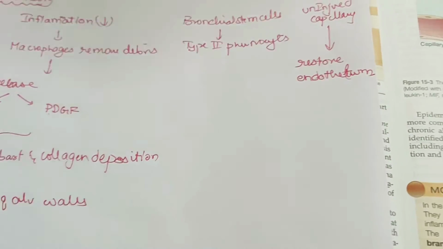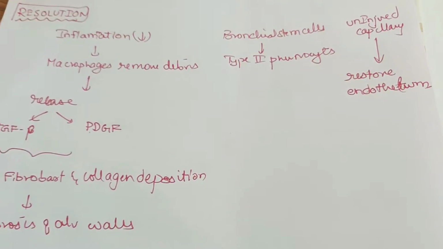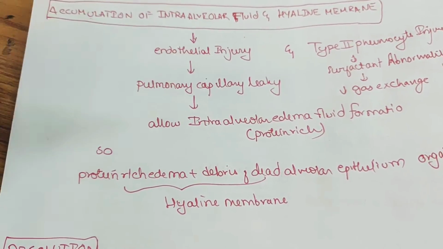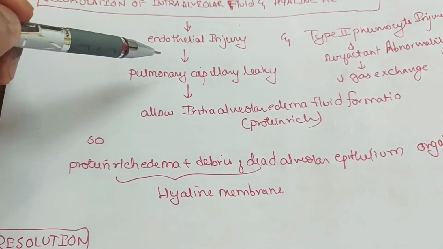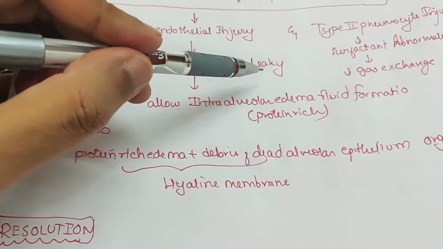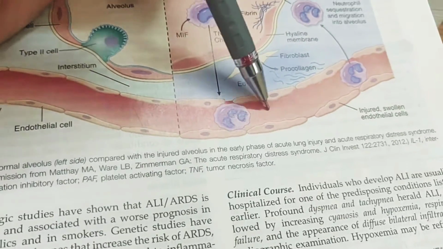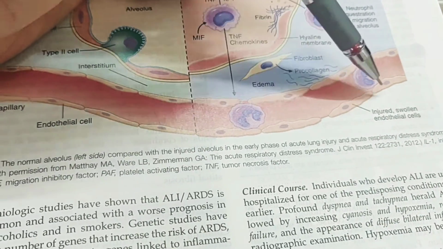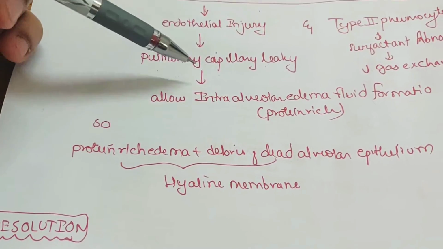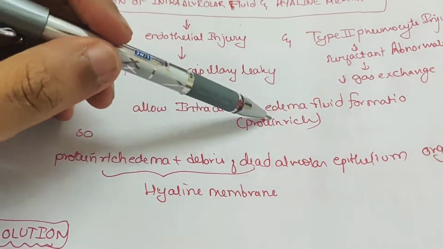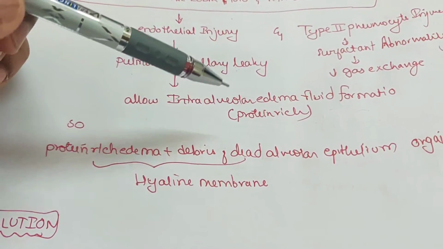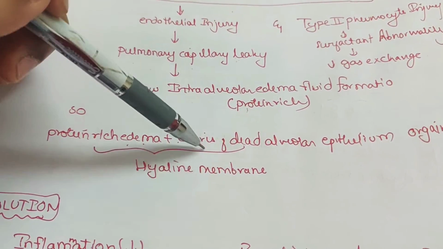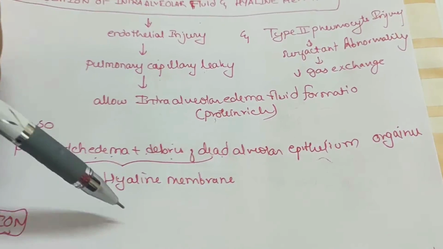So the next step: we saw up to endothelial injury. After endothelial injury, next is accumulation of intraalveolar fluid. How does it happen, we'll see. After endothelial injury, the pulmonary capillaries become leaky because of continuous injury; these cells become leaky to the contents of the capillary. So pulmonary capillaries become leaky and allow intraalveolar edema fluid formation, which is protein rich. Protein rich edema plus debris of the dead alveolar epithelium forms the hyaline membrane.